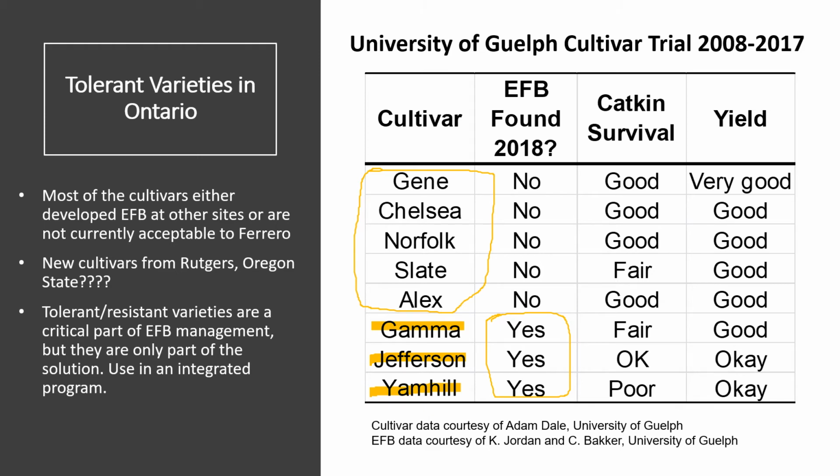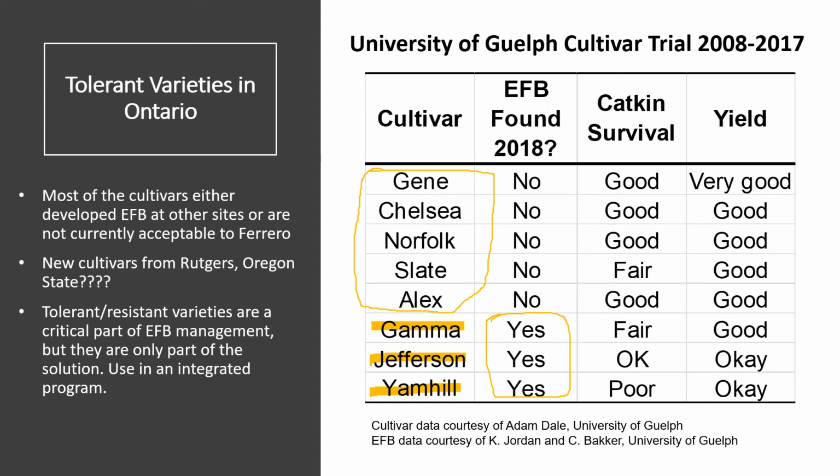So there is a new research trial going in that is evaluating some newer cultivars from Rutgers and Oregon that are thought to have a broader range of resistance to Eastern Filbert Blight. So hopefully in the future we will be identifying some new cultivars. But it is important to be aware that tolerant or resistant varieties are a critical part of Eastern Filbert Blight management, but they are not the only part of the solution. They should be used as part of an integrated program.